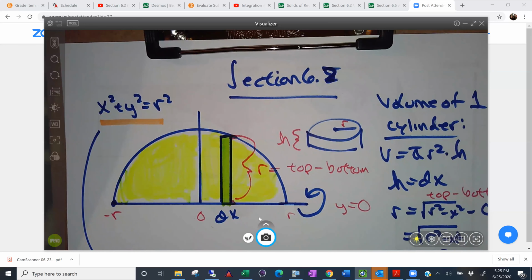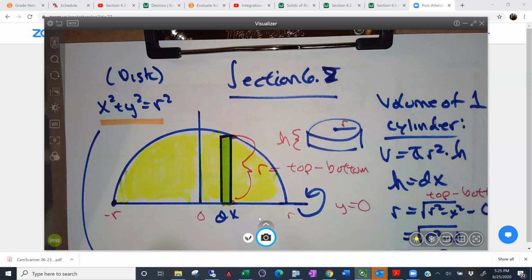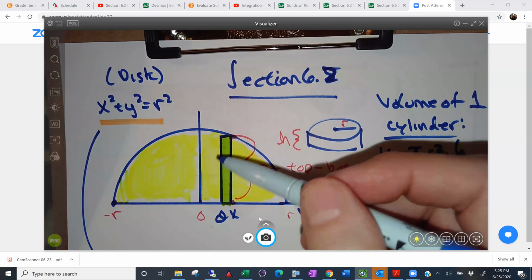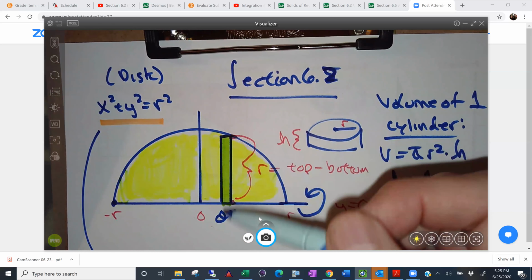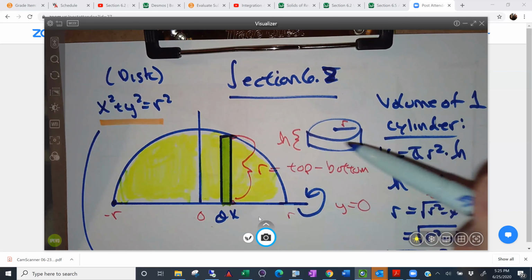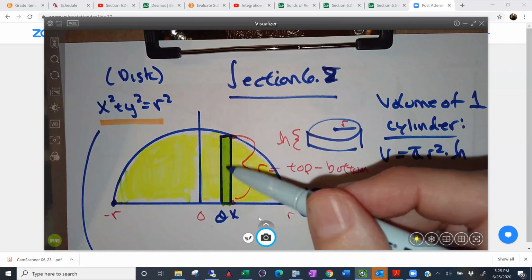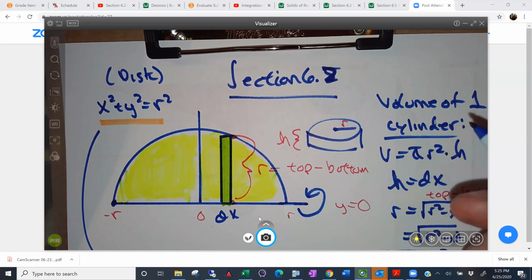So you'll see me talk about disk method versus the washer method. When you rotate this slice around, because it touches its axis of rotation, it sweeps out a cylinder. But if there was a gap here, it would sweep out kind of a torus or donut type shape, and we call that a washer because there's a hole in a washer where there's not in a disk. So definitely one thing to see about this.